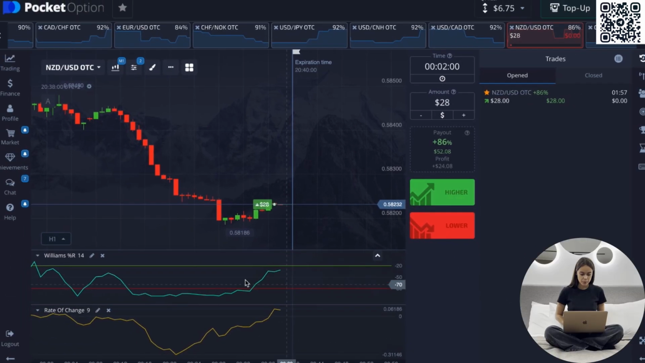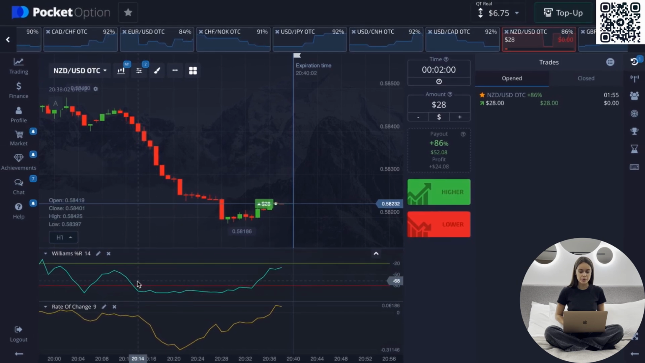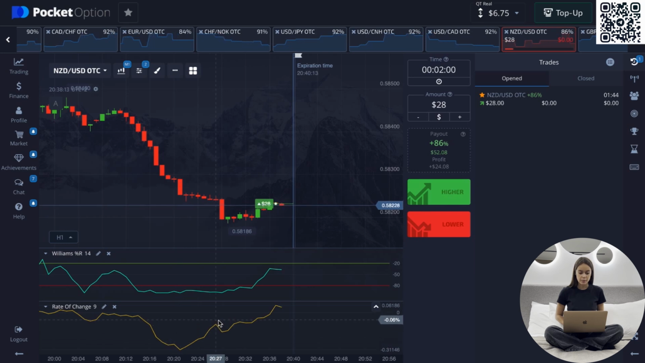So in this example, we see that on the Williams Percent Range indicator, the price has been in the oversold zone for a long time, below the -80 value. And also on the Rate of Change indicator, all this time we were also well below the -0.05 level. And here I saw the intersection of the zero line with the Rate of Change indicator from the bottom up, which allowed me to open a deal to increase. We are waiting for the completion of this transaction.